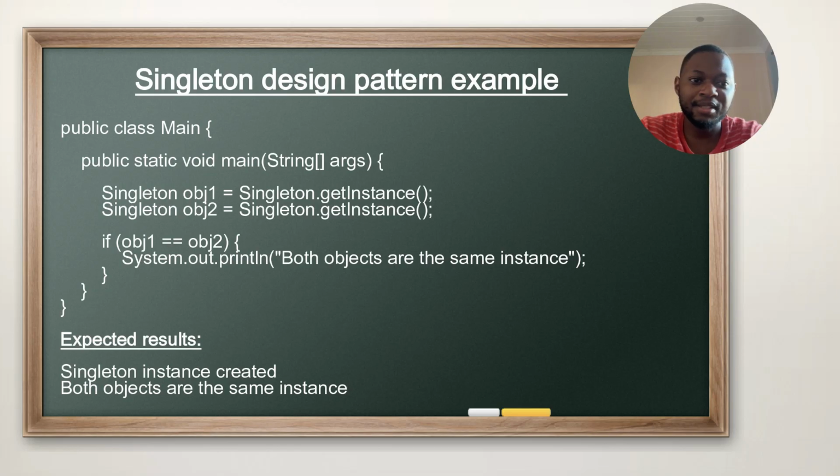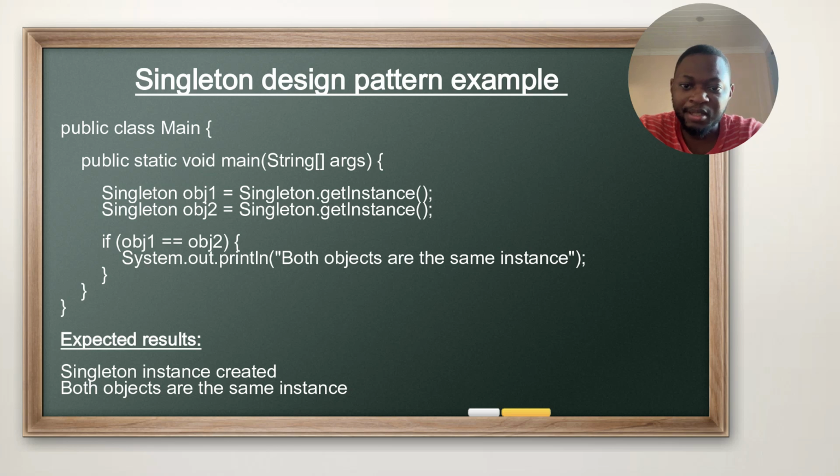the private instance variable is a static variable, that means it's a class variable. It was generated with the class when the class was loaded by the JVM. Now we're just getting that object, the singleton object, and below we have a check to see if the first object is equal to the second object. If they both are equal, we'll have both objects are the same instance printed out.